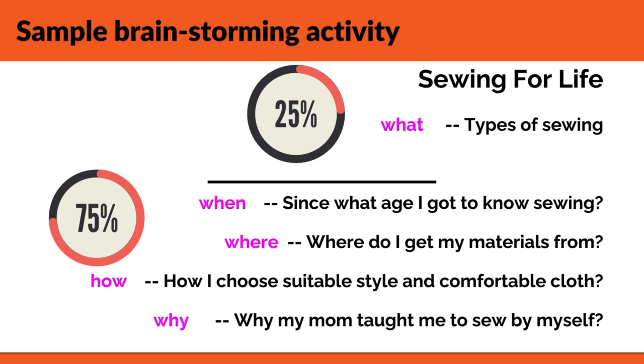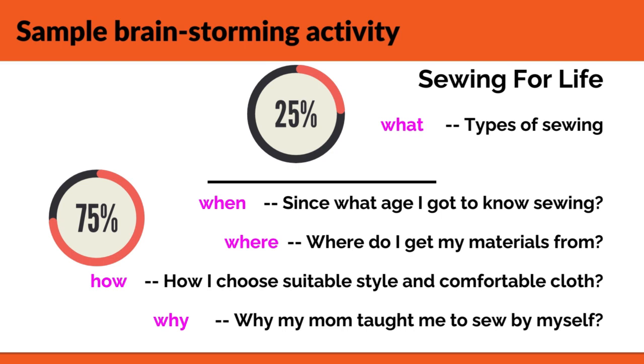This page is dedicated for the sample brainstorming activity. For example, my article is about sewing for life. My question for the what is about types of sewing. So in this question, I will write down what types of sewing that I know. Example, the manual one using the fingers or using the machine.